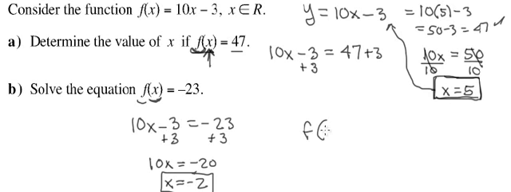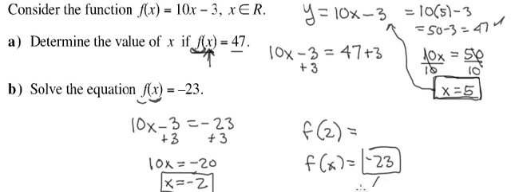So if we give you something like f of 2 equals, it means plug this 2 into the function and tell us what comes out. If we say f of x equals some number, we're saying, here's what came out at the end. You work backwards and figure out what x we must have begun with.